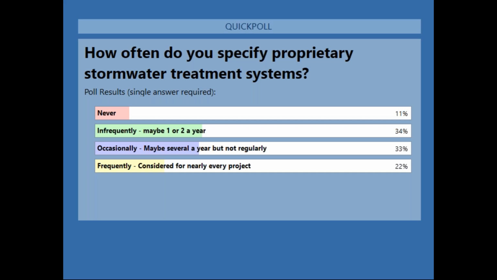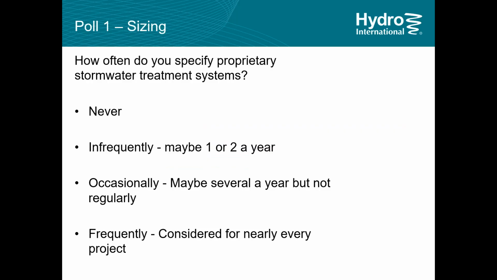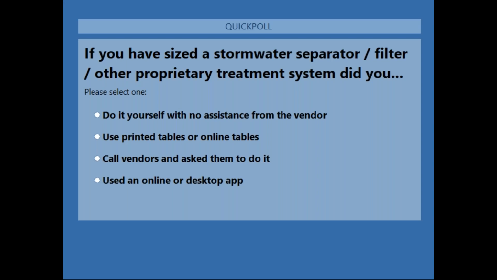So I'm going to switch to a second poll now. If you're using these products, how are you sizing them? If you've used products like proprietary systems, do you size it yourself? Do you tend to just go to some tables, either from the vendor or from the local regulatory agency? Do you call the vendors, or do you use an online tool? What's the most common way that you do this?